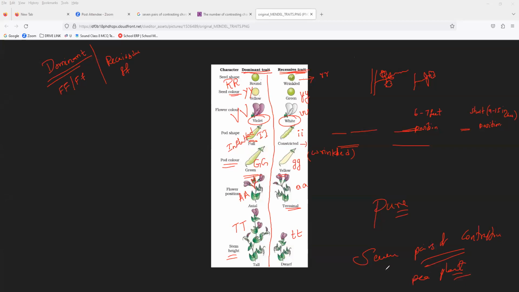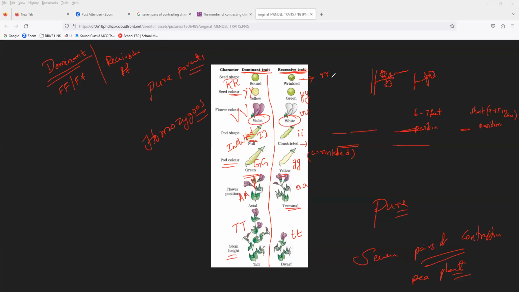If you're able to write this genotype, remember one more thing. I am taking all of these as the pure parental generation. That is why they are pure parents, and all these characters are, homozygous or heterozygous? Yesterday I taught you. They all are homozygous. So I am taking pure, meaning they all are homozygous. That is why these all are capital and these all are small.